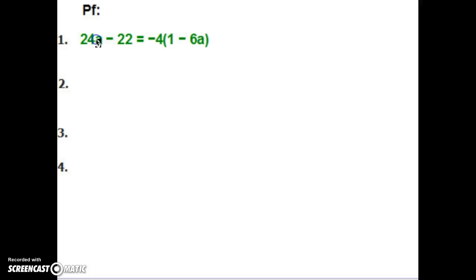We'll get our feet wet with just writing down the equation. And we know this is true. Our justification is just going to be given. This is the given information.